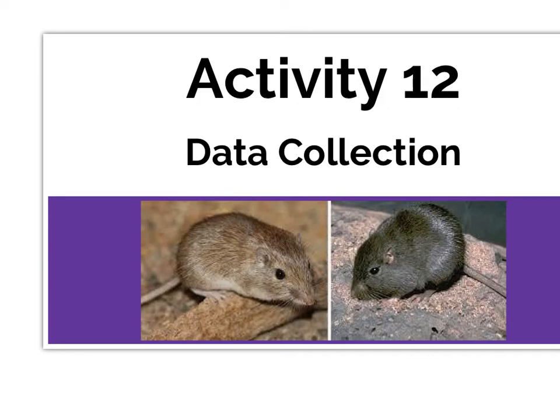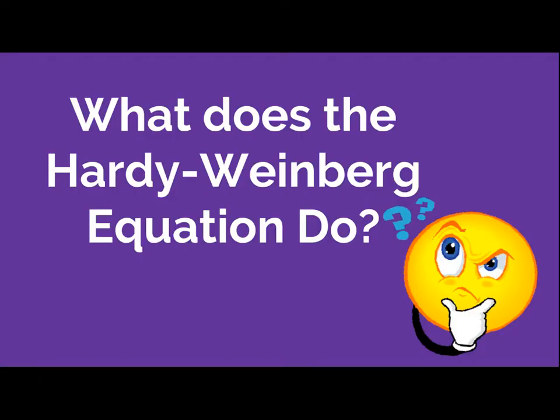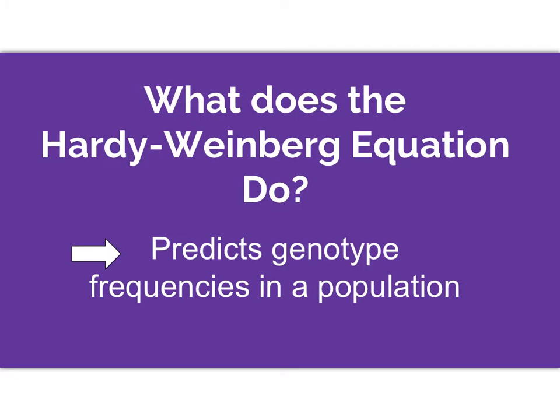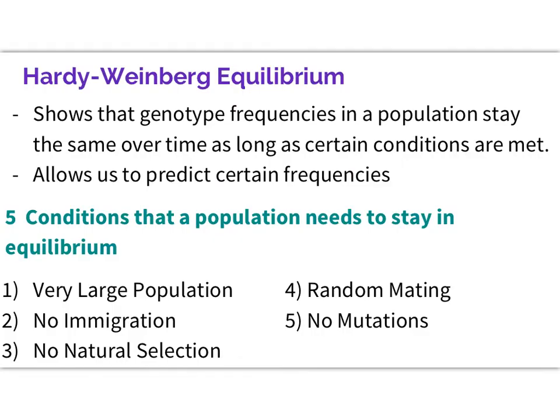Hello everyone. During this PowerPoint, we're going to specifically start looking at Activity 12 and the Hardy-Weinberg equation. My first question for you is, what exactly is the Hardy-Weinberg equation and why is it important? The Hardy-Weinberg equation allows us to make predictions about the specific genotype frequencies within a population. The Hardy-Weinberg equilibrium shows that there is no evolution happening within a specific population.